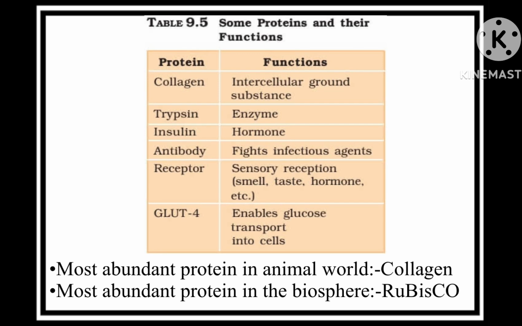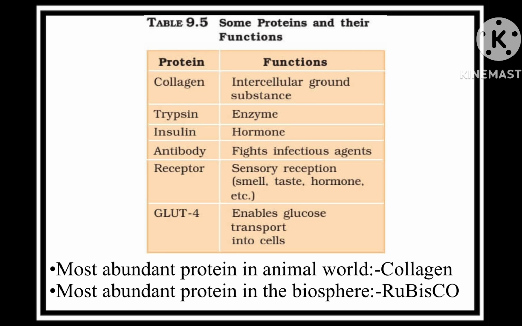Okay, so we have the most important functions of the protein from your NCERT table number 9.5, as you can see on the screen. The first example is collagen protein, whose function is as an intercellular ground substance which provides strength to the bone, to the skin and to the tissues. We have already discussed it in the tissue chapter, and definitely it is the most abundant protein in the animal world, collagen. The second one is trypsin, which breaks down the protein into smaller pieces in the small intestine.